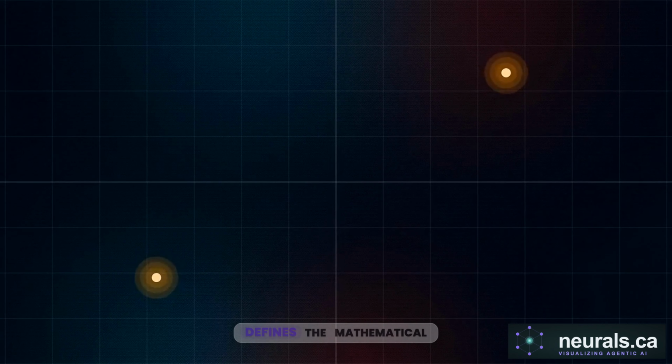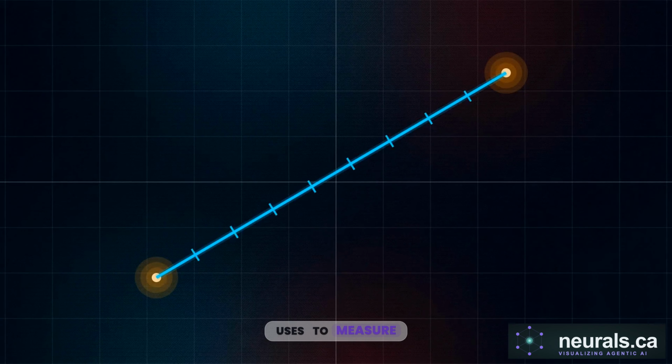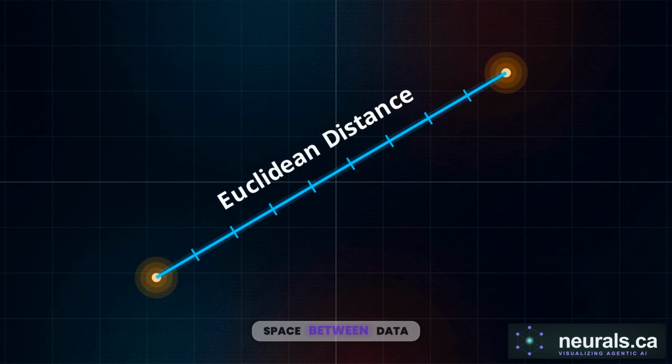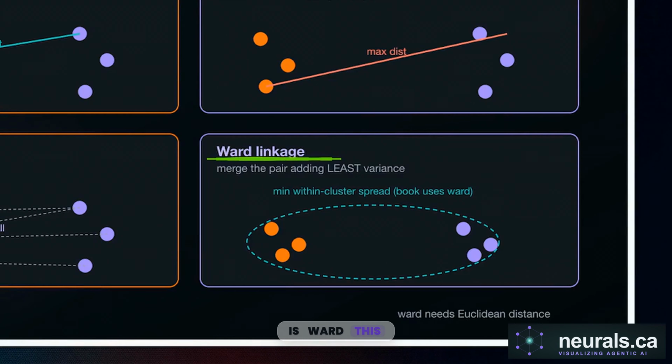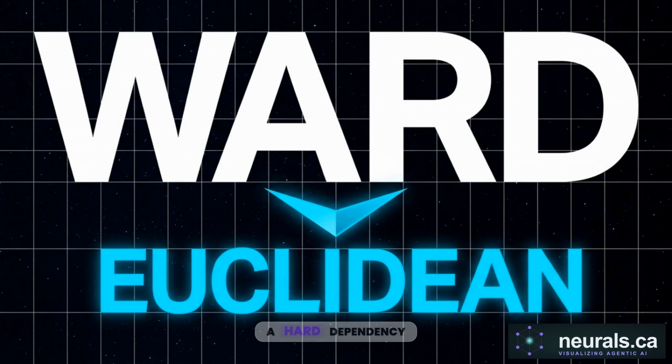Next, we specify our affinity as Euclidean. This defines the mathematical rule the machine uses to measure the physical point-to-point space between data entries, the as-the-crow-flies distance. Modern versions of scikit-learn have transitioned to using the term metric instead of affinity, though the underlying straight-line math remains identical. The final parameter we set is ward. This dictates how our clusters choose to merge, specifically by identifying the pair that minimizes the increase in total within-cluster variance. Ward linkage has a hard dependency on Euclidean distance to calculate that variance.